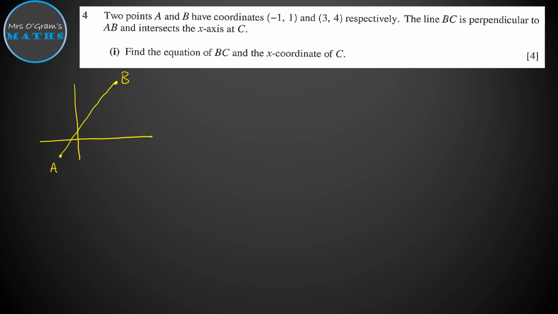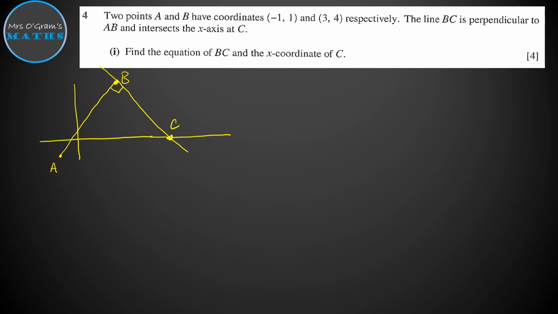For question 4, we've got these 2 points A and B. We're told about some other coordinate C, and the line B to C is perpendicular to AB, and it crosses the x-axis at C. So C is somewhere on the x-axis. B to C is perpendicular, so C looks something like this. Find the equation of BC.